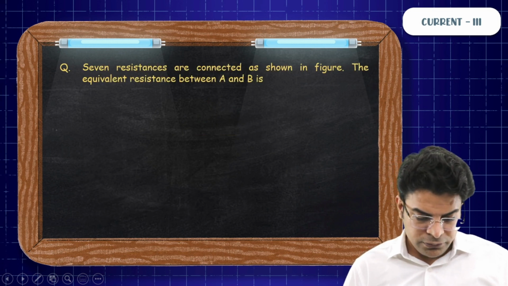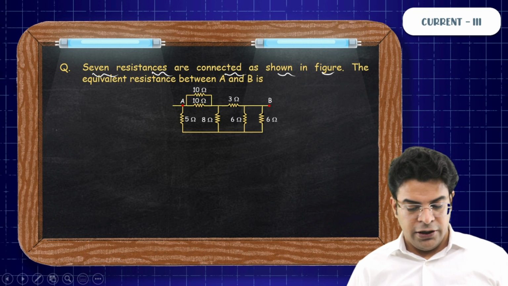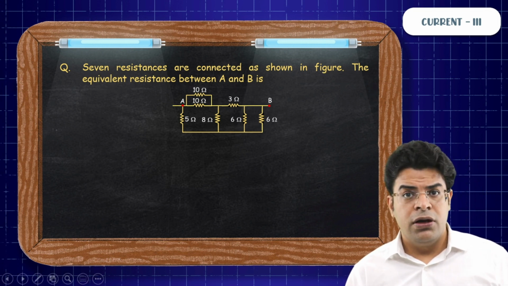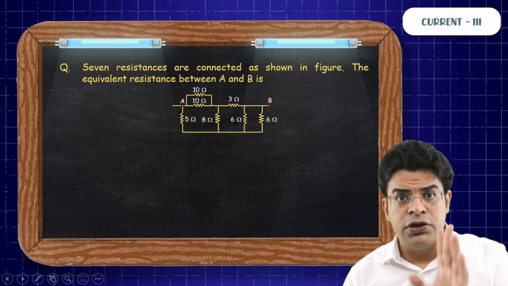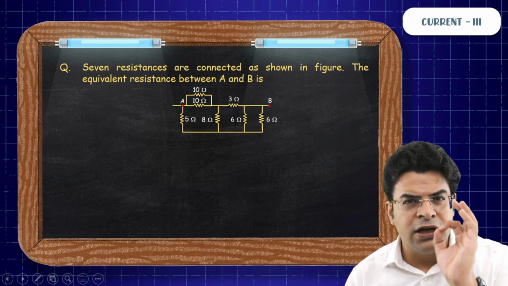Moving on, 7 resistances are connected as shown in figure. Where is the figure here? The equivalent resistance between point A and B is... Now these types of questions are not tough. If in a question you don't know the potential of any point, assume some potential and start rethinking.